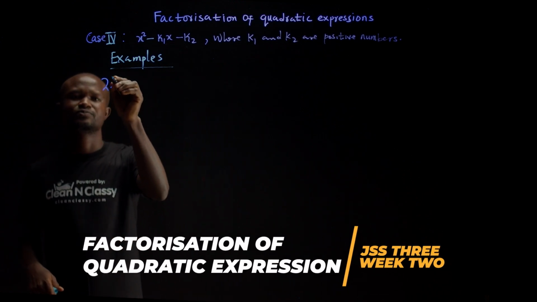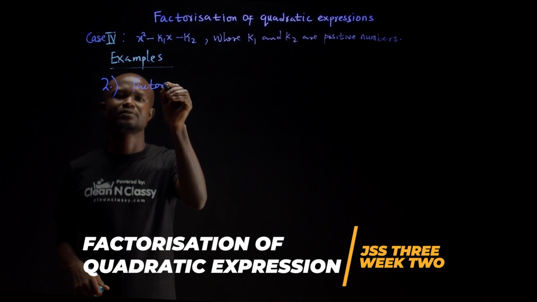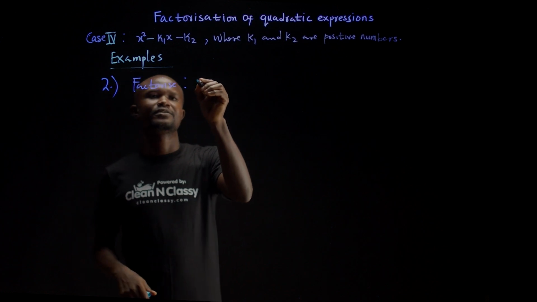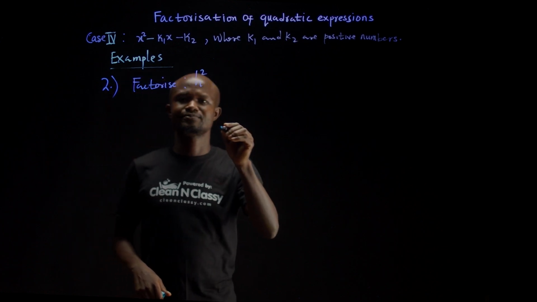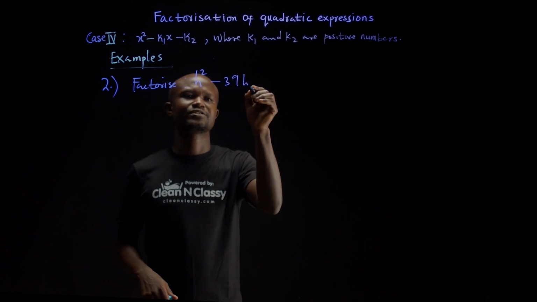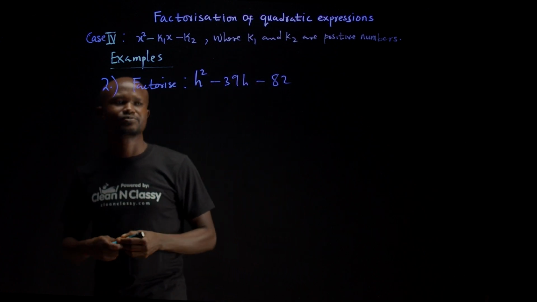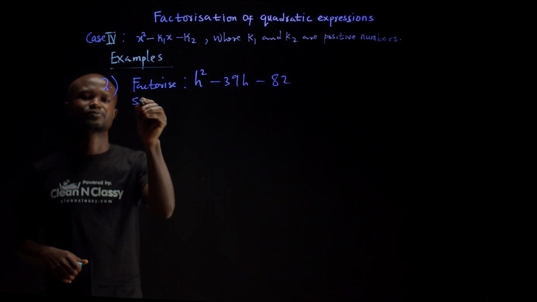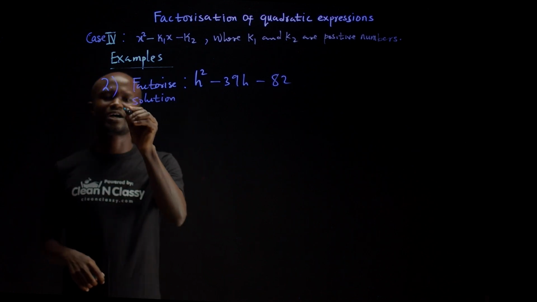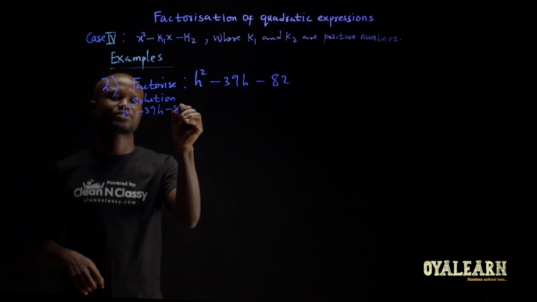Number 2, factorize h square minus 39h minus 82. Solution. Now we have h square minus 39h minus 82.